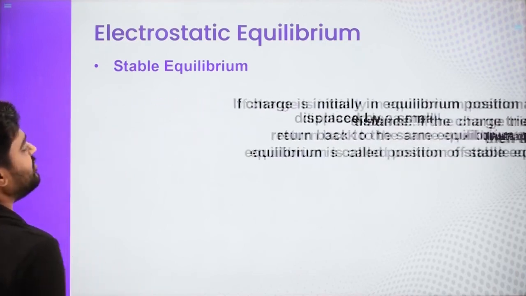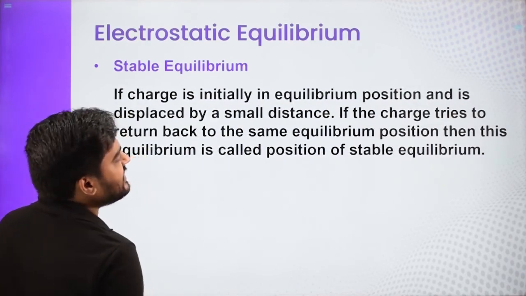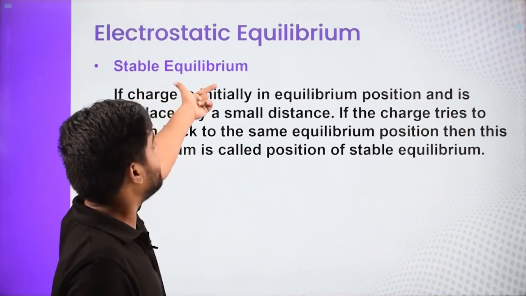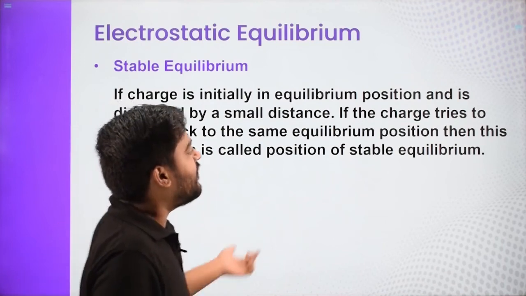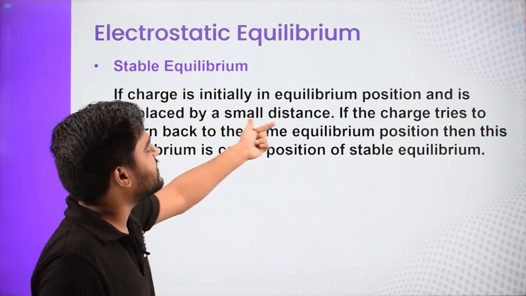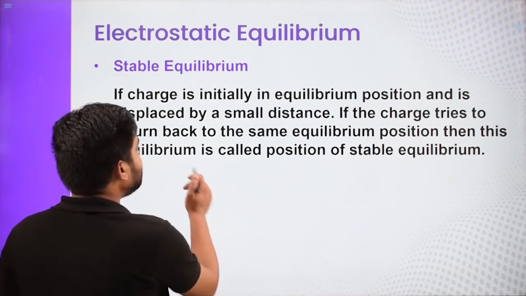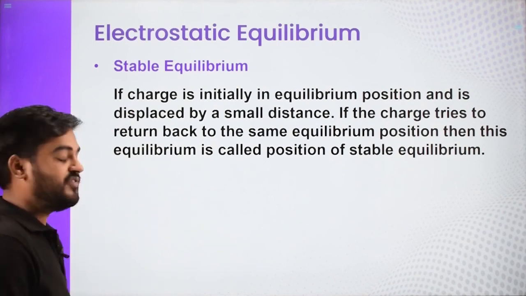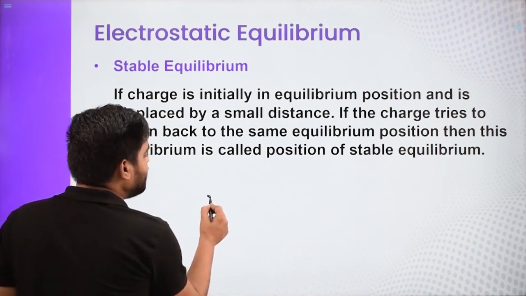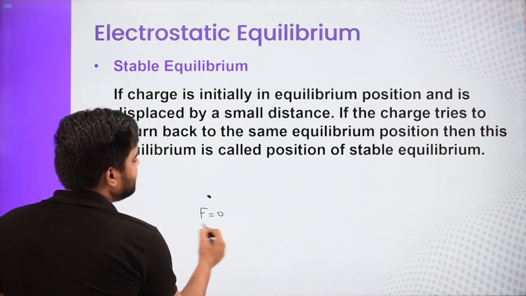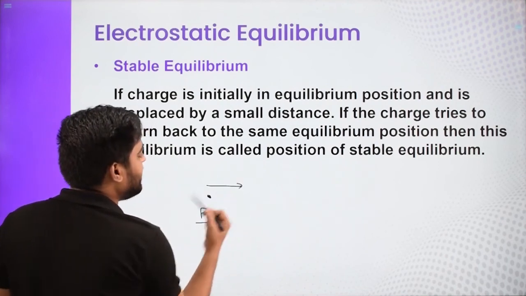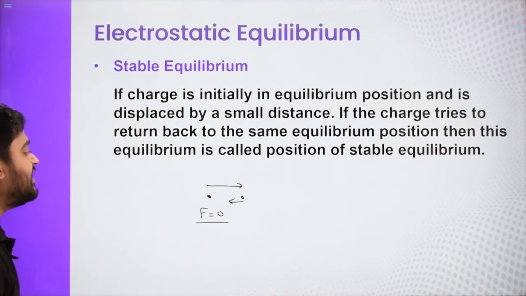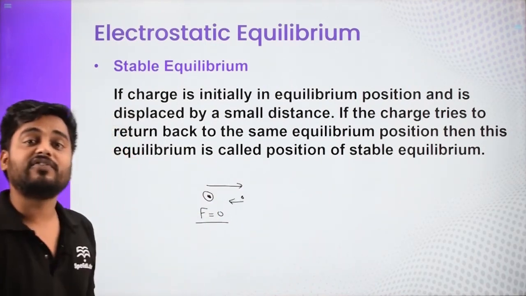So what is stable equilibrium? If the charge is initially in equilibrium position, and when it is displaced by a small distance, the charge tries to return back to the same equilibrium position, then we call that equilibrium stable equilibrium. So if this is the position where the net force is zero, then this is the equilibrium position. When I displace it slightly and it tries to come back due to some force, then we say this position is stable equilibrium.